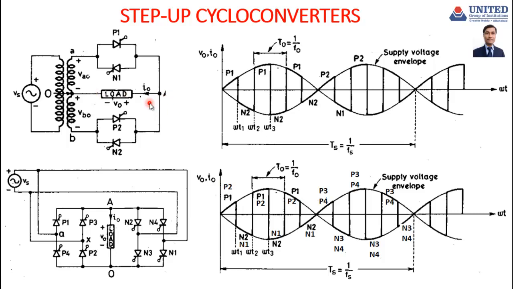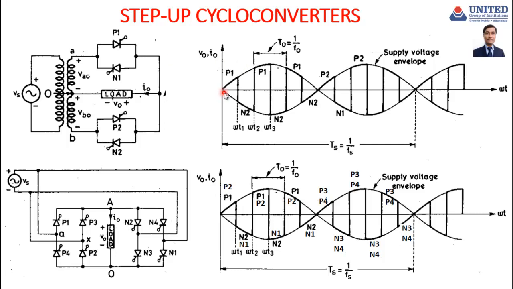During the positive half cycle of the supply voltage, terminal small a is positive with respect to terminal B. Therefore, in this positive half cycle, SCR P1 and N2 are forward biased, because current will flow from left to right, meaning clockwise direction.